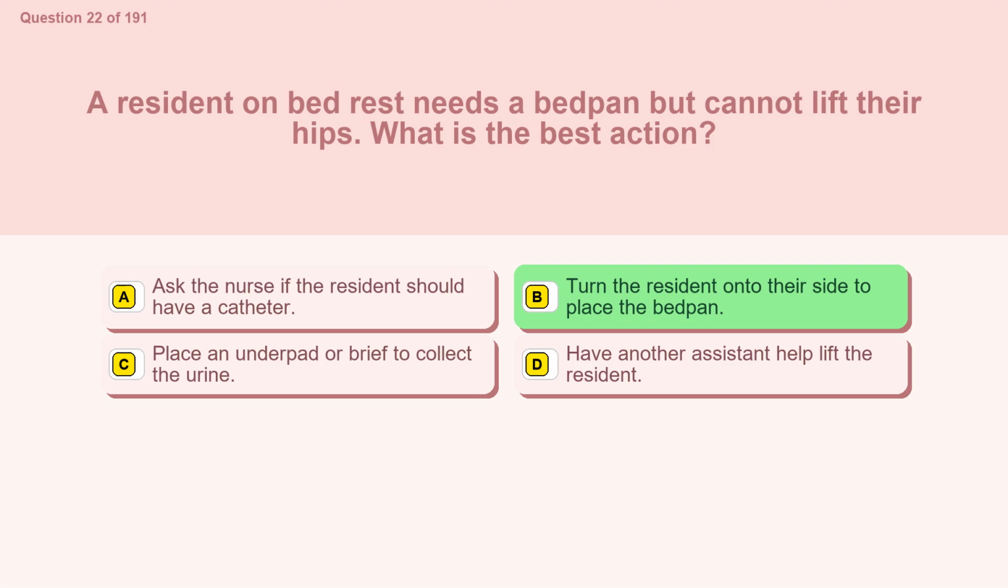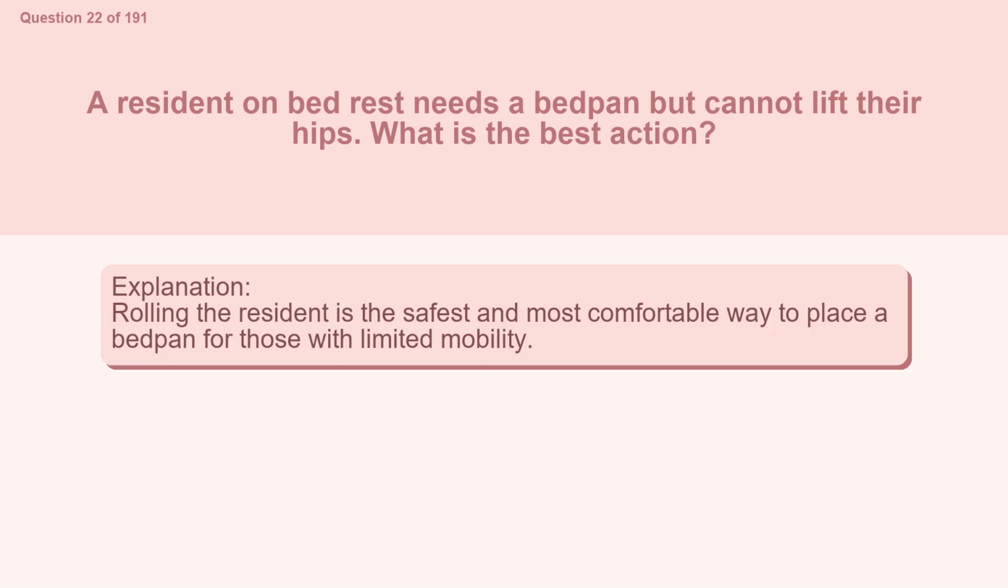The correct answer is option B. Turn the resident onto their side to place the bedpan. Rolling the resident is the safest and most comfortable way to place a bedpan for those with limited mobility.